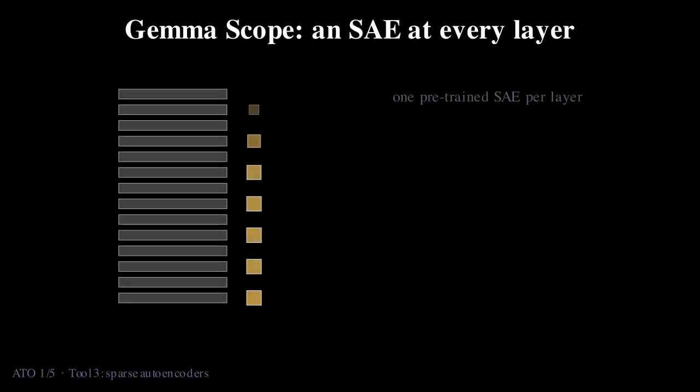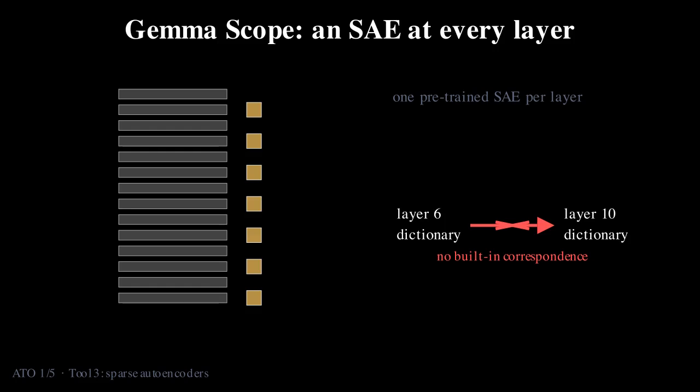Two practical notes. First, in this series, the SAEs are not something we trained. Google DeepMind released GemmaScope, a full suite of pre-trained sparse autoencoders for every layer of Gemma 2. We just opened the toolbox. Second, and this detail will turn out to matter enormously in the next video, each SAE is trained at one specific layer. The dictionary at layer 10 belongs to layer 10. There is no rule connecting its directions to the dictionary at layer 6.